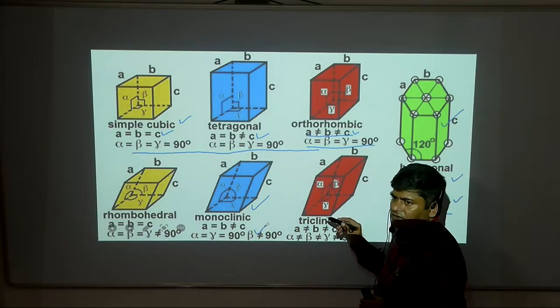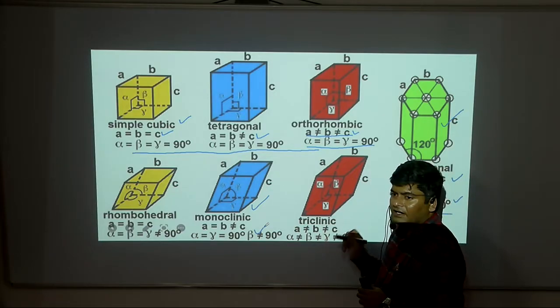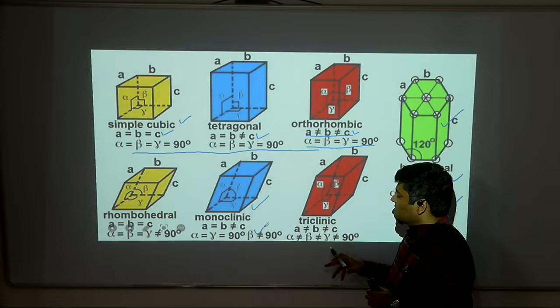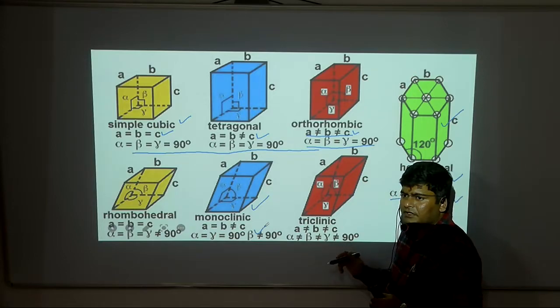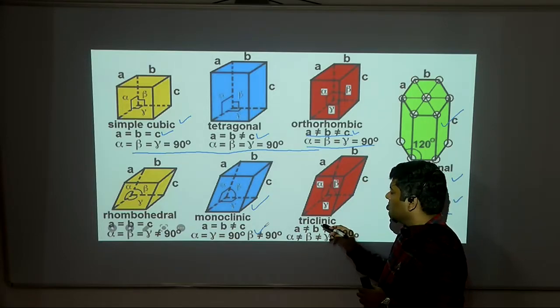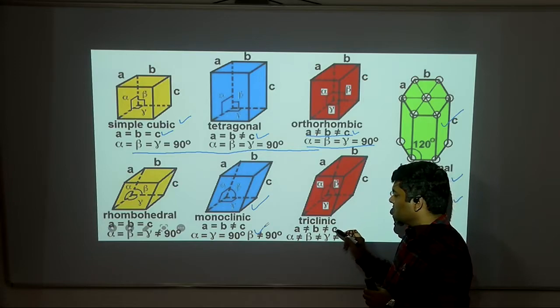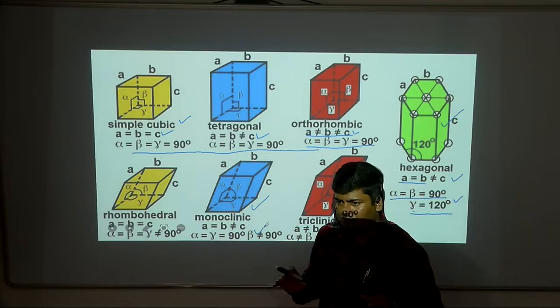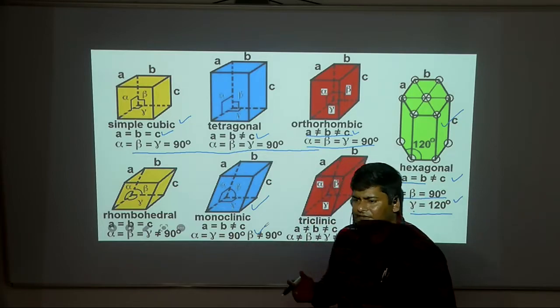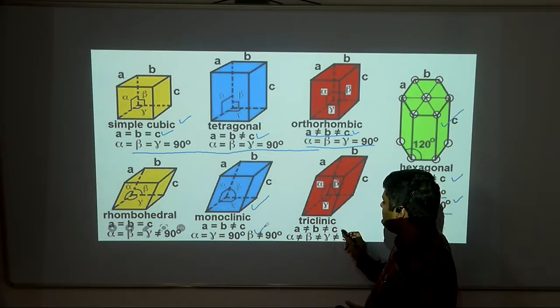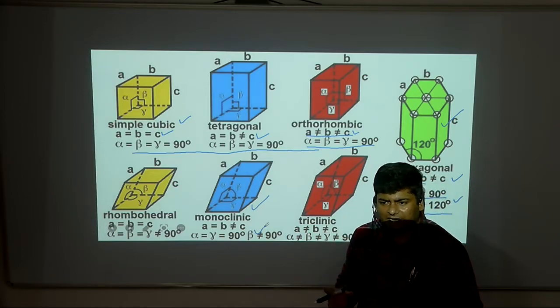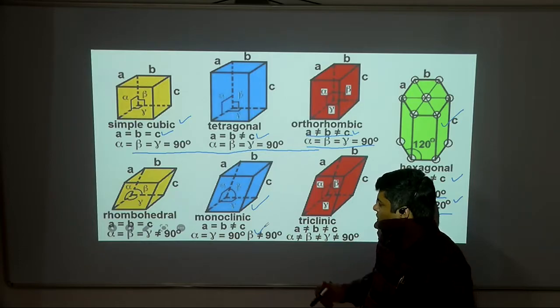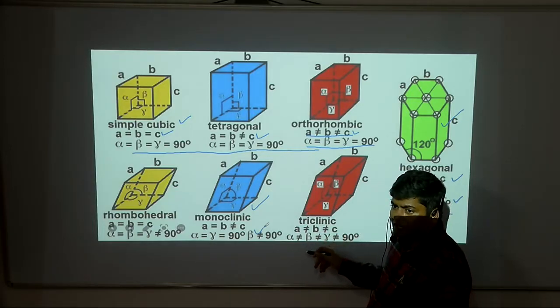And the last crystal structure system is the triclinic. In the triclinic crystal structure system, the primitive translation vectors are not equal. They are different. So a not equal to b not equal to c, whereas the interfacial angles are also not equal. They are different and not 90 degree also. So alpha not equal to beta not equal to gamma not equal to 90 degree.